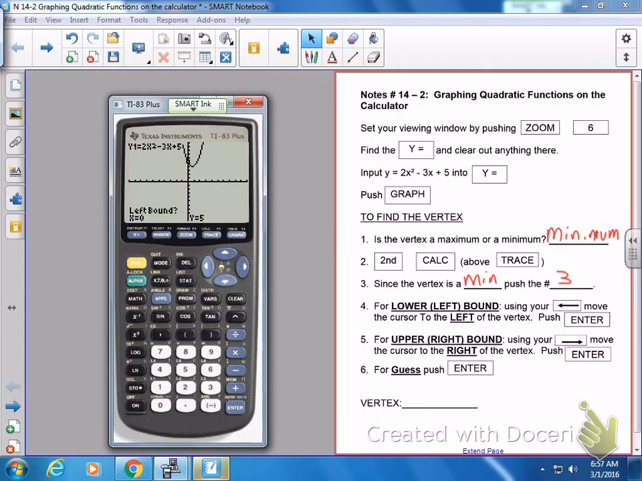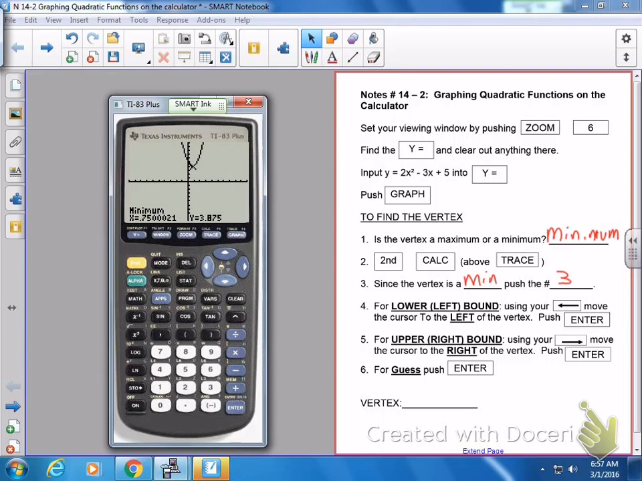It's going to ask me, if you look, for what the left bound is. That just wants me to click that cursor on the left side of my vertex. So it doesn't matter where it is on the left, just put it on the left of our vertex and hit enter. Now it's going to ask us for the right bound. So I'm going to use my cursor buttons and shift it over here to the right and hit enter again. It's going to ask me for a guess. I don't want to guess, so I'm going to press enter again. Now it gives me my vertex.